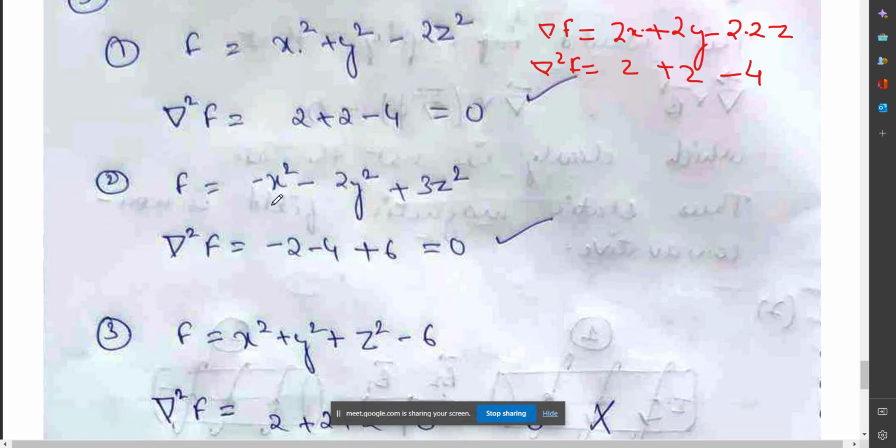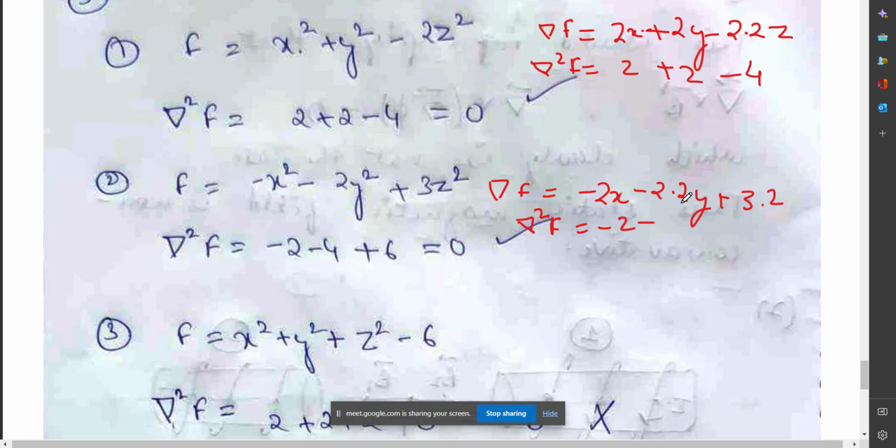Similarly, for the second equation, del of f will become minus of 2x, minus of 2 into 2 of y, plus 3 into 2. And then again del of f will become minus 2 minus 2 into 2, that is minus 4, plus 6.